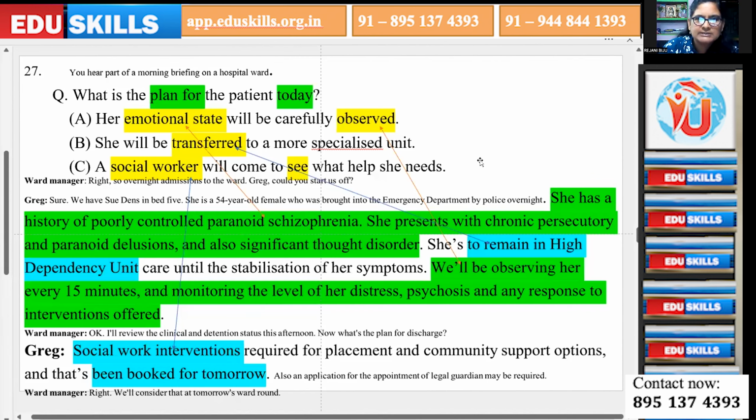So, the emotional state. You know that in the beginning, the topic sentence, they are telling about the emotional state and also giving more description and explanation regarding that only. Okay. So observed: here it is given that they will be observing her every 15 minutes. So that is an important thing.